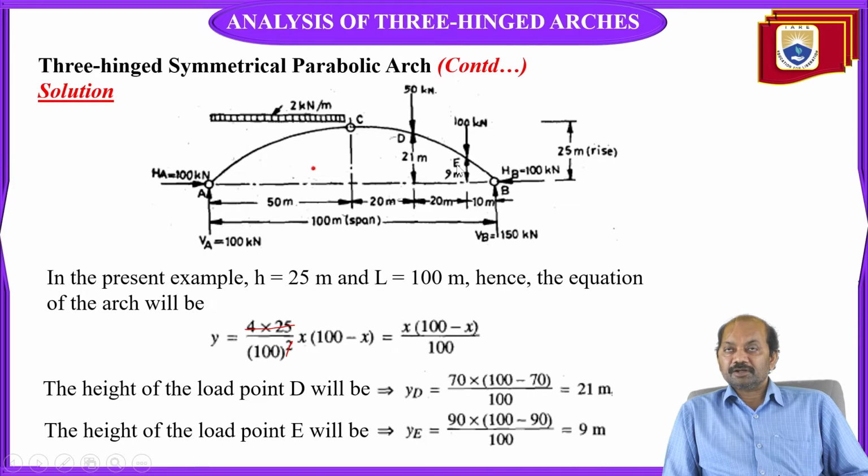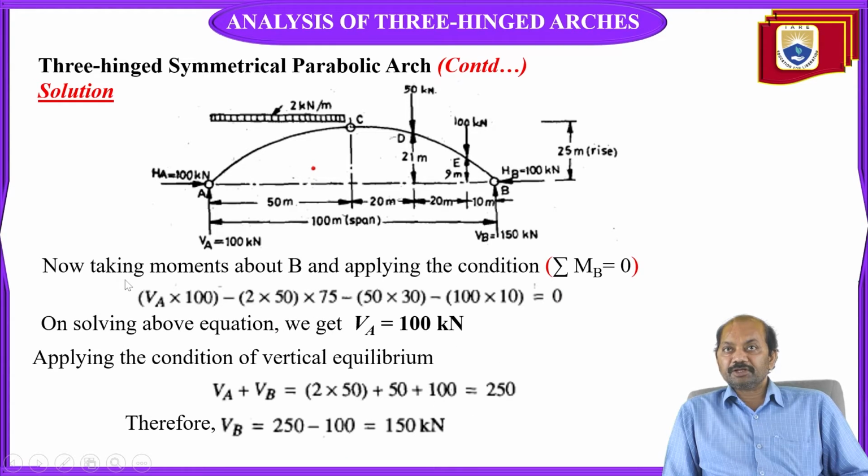Similarly, height of point E at a distance of 90 meters, 50 plus 20 plus 20. Substitute in this equation, 90 into 100 minus 90 divided by 100 comes out to be 9 meters. This 9 meter is nothing but this distance. Okay, right? Now continue.